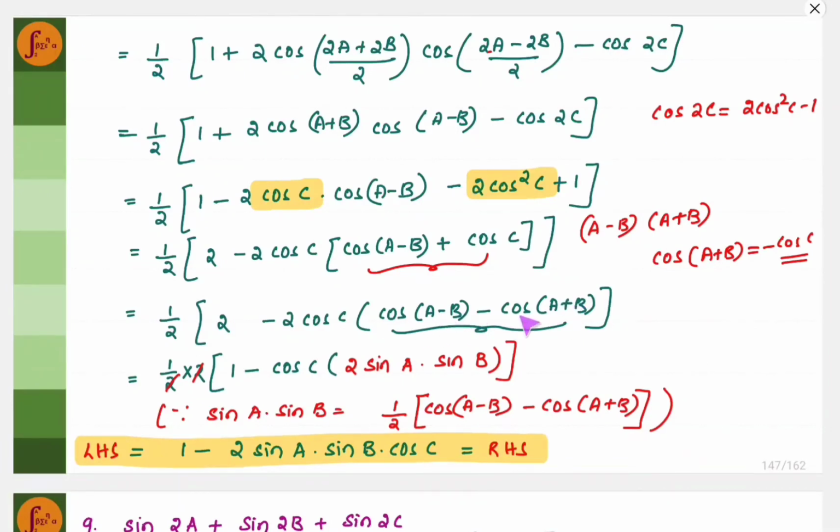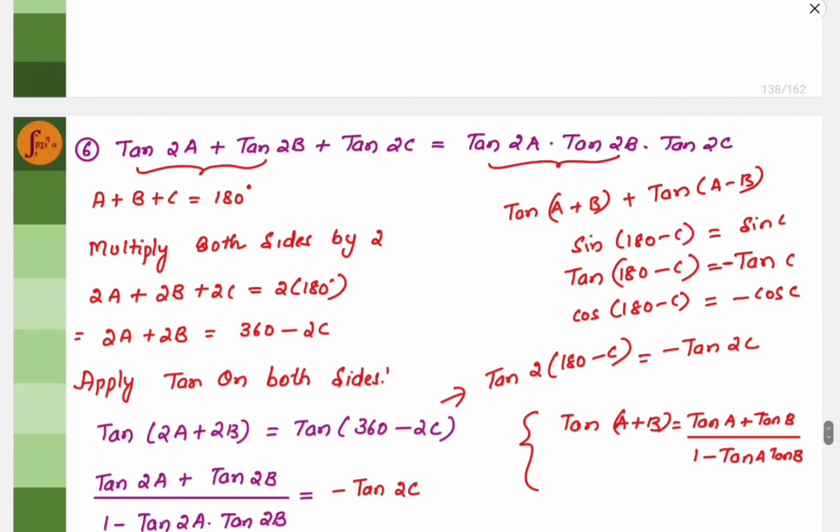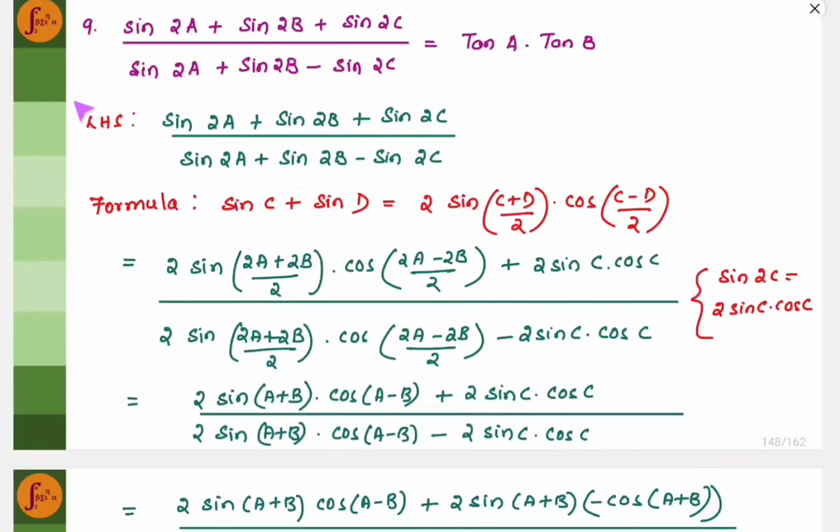So which formula will we have to use? We'll have to use the first set of formula. This is the first set. This is the fourth formula. We have cos a minus b minus cos a plus b, which is nothing but 2 into sin a sin b. So we'll write this as 2 into sin a sin b. And on simplifying this, we'll get 1 minus 2 sin a into sin b into cos c, which is equal to RHS.